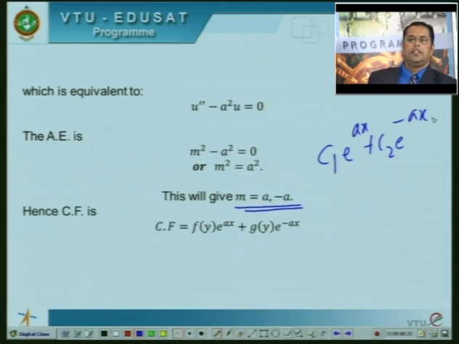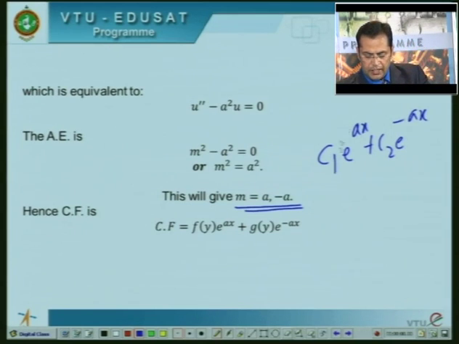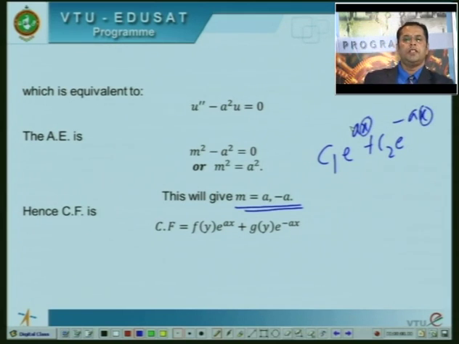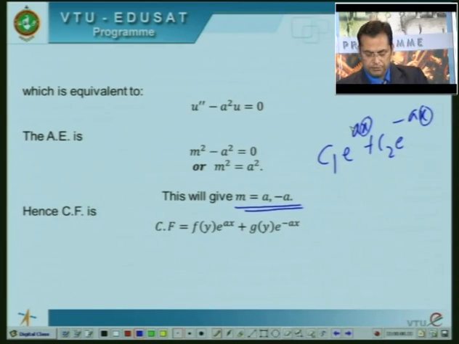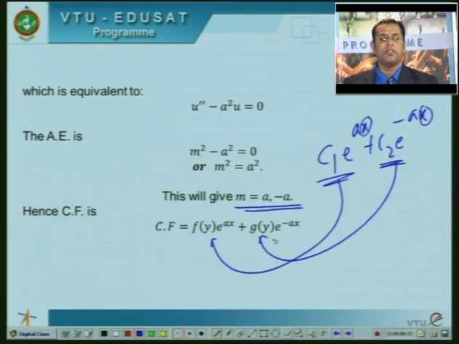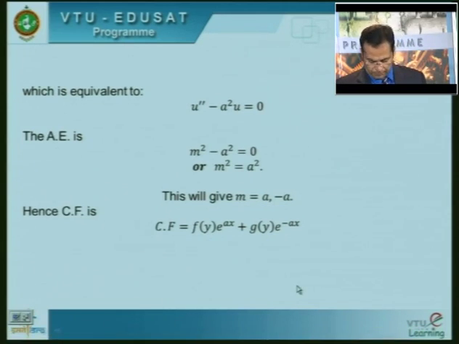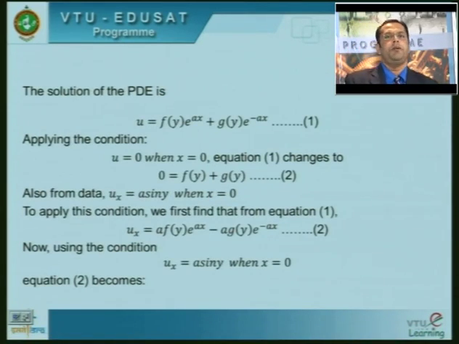But since you are in a PDE, you write the independent variable here, and because the independent variable is x, you retain the same thing, and instead of the constants c1 c2, you will write functions of y. So, that complementary function is f of y e power ax plus g of y into e power minus ax. So, the solution to the PDE is u equal to f of y e power ax plus g of y into e power minus ax. Let us call that equation 1.